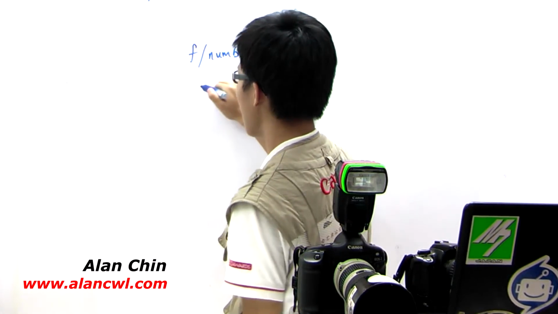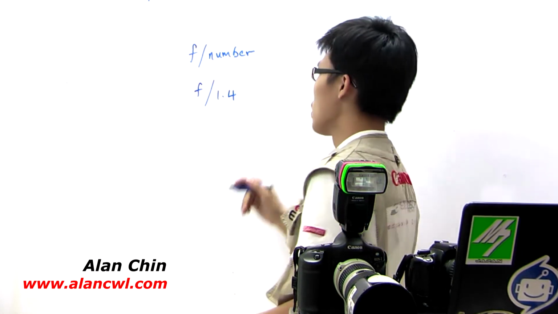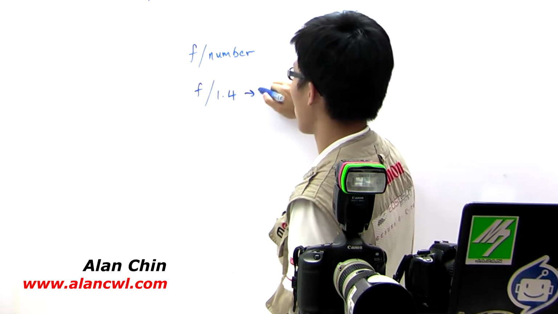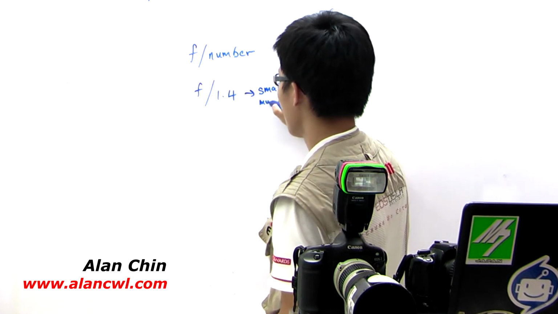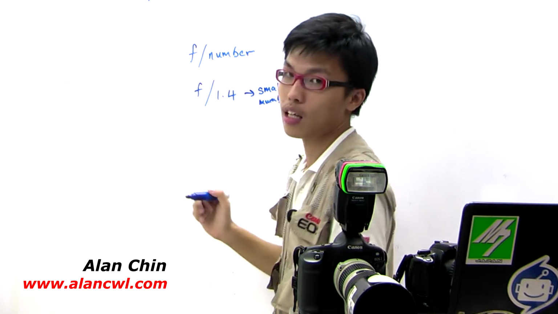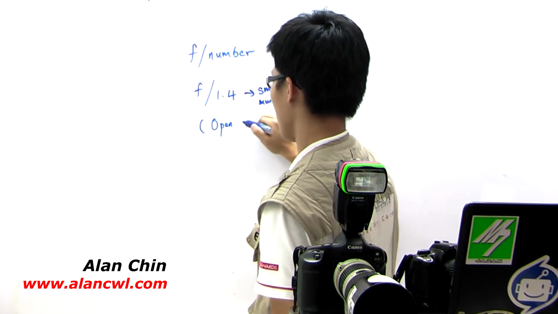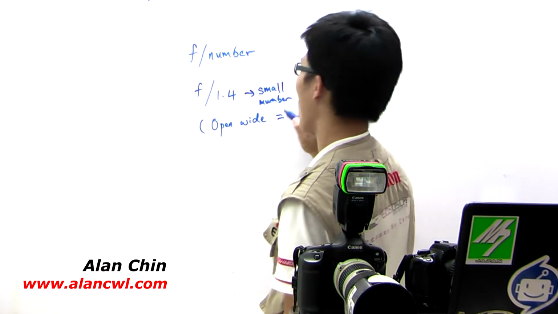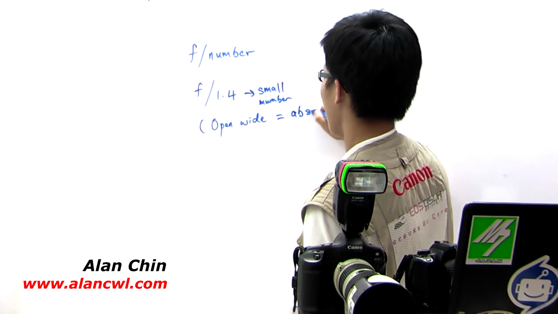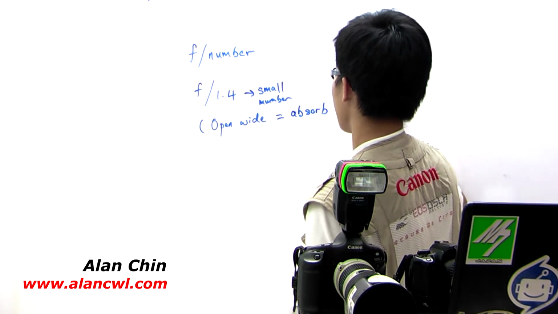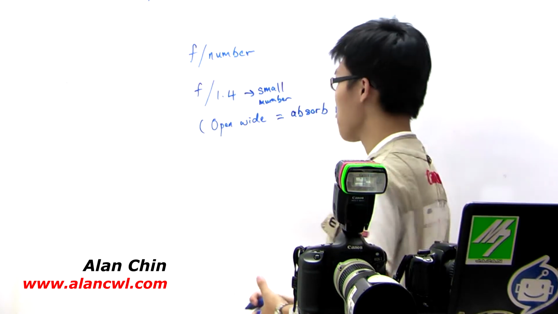Let's pick a number which is called f1.4. This is considered a small f number, or known as a small number of aperture. So what does it mean actually? It is called open wide. Open wide means you absorb a lot of light. So for more light going through the sensor, the aperture number should be smaller.